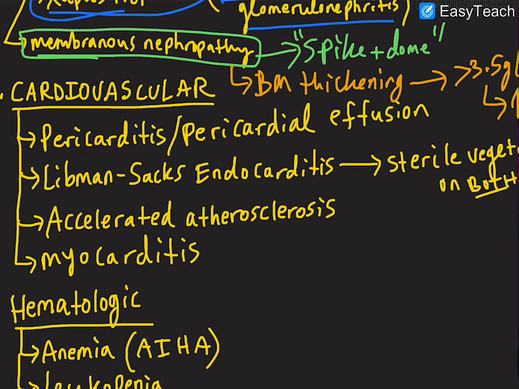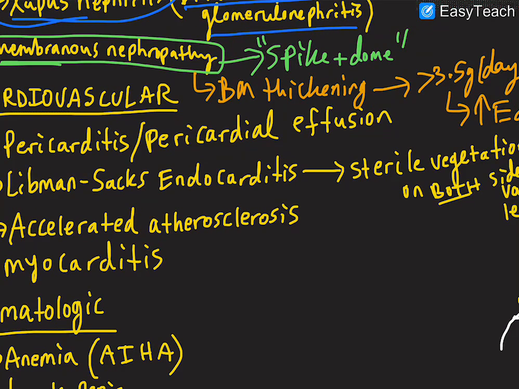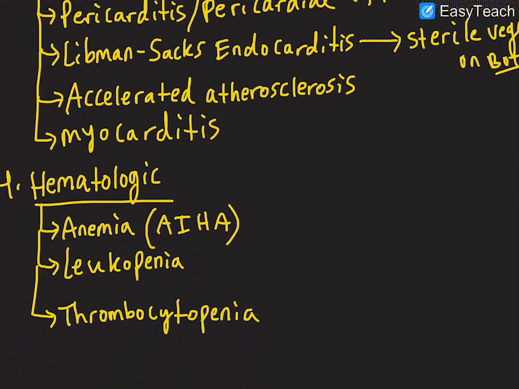And that won't be good if it's your coronary arteries or the arteries that feed your brain, as that can lead to adverse events. Okay. Next system that lupus can affect is your hematologic system overall.